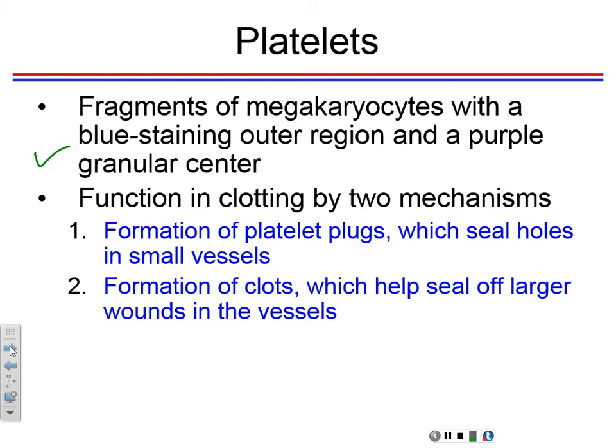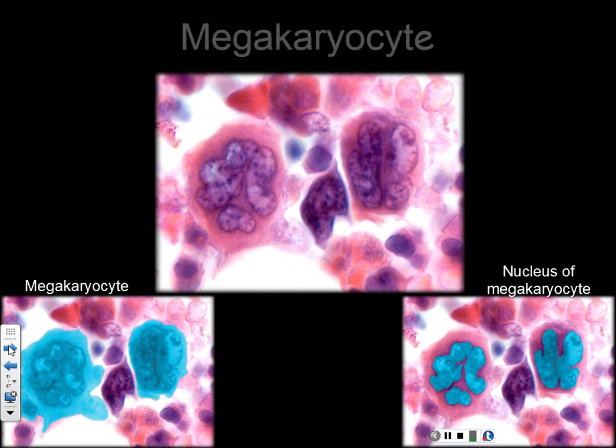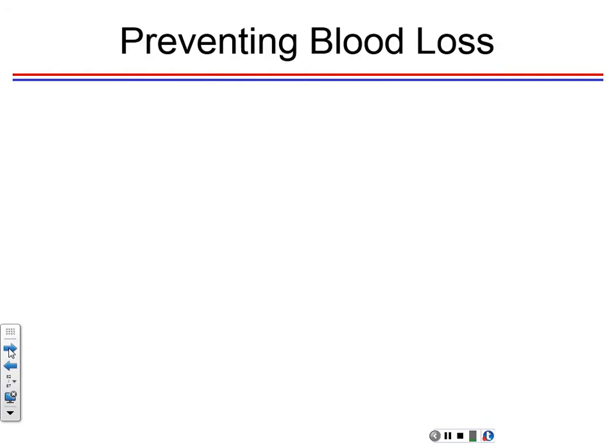Formation of clots is involved in, all right, and the clots of course stop bleeding, further loss of blood, and seal the wounds. Also prevents bacterial infection when you seal the wound, right? So their granules release ATP and thromboxanes, which excite other platelets, which then also secrete ATP and thromboxanes. Okay, and then so those are the megakaryocytes, and then the megakaryocyte is broken down into platelets.